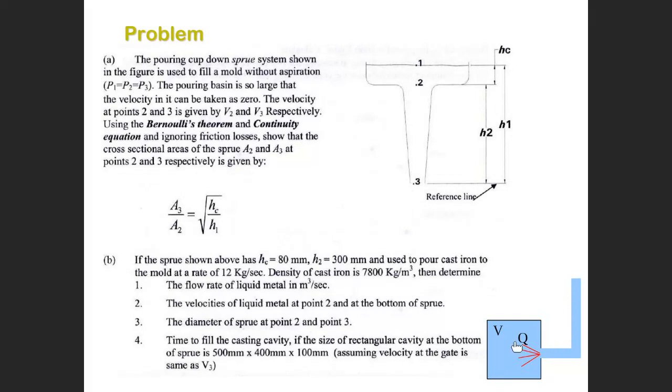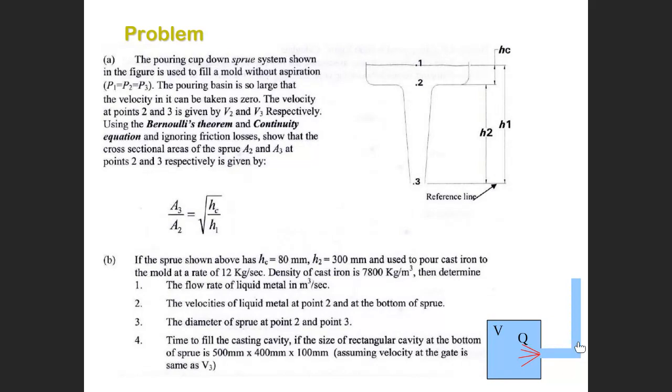Time to fill the cast cavity. This is the cast cavity. We need to know the time to fill the cast cavity. This one is given, the dimensions are 500, 400, 100. From this you get the volume. So the volume can be calculated.